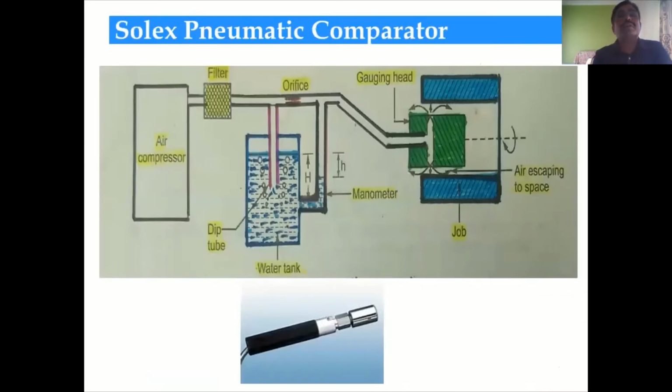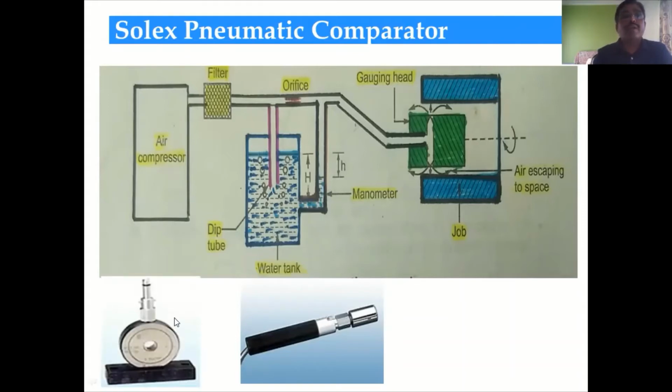Here we'll go for the example. This Solex is, again, an example of the pneumatic comparator. Why is this name Solex given? Because it is designed by the Solex Air Gauge Limited. This gauge is specially designed for internal diameters. But if you change the gauging head, we can also use this one for the outer diameter. So this is the second gauge I have shown, with the help of which we can check the outer diameter also.